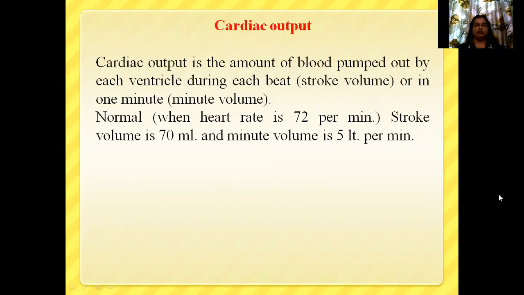Cardiac output. Cardiac output is the amount of blood pumped out by each ventricle during each beat, meaning stroke volume, or in 1 minute, meaning minute volume. When heart rate is 72 per minute, then normal stroke volume is 70 ml and minute volume is 5 liter per minute.